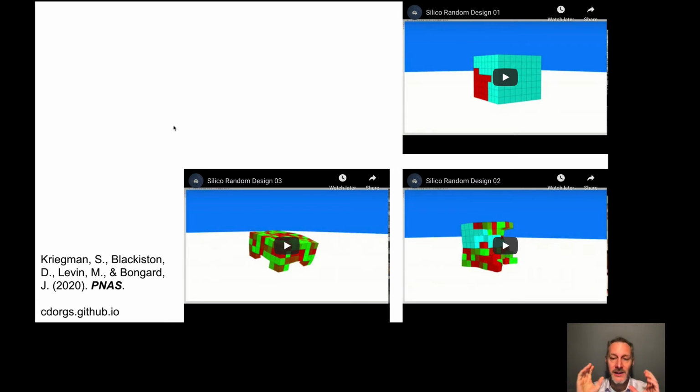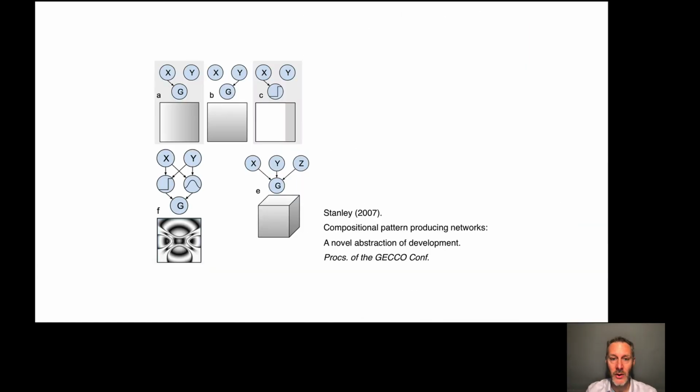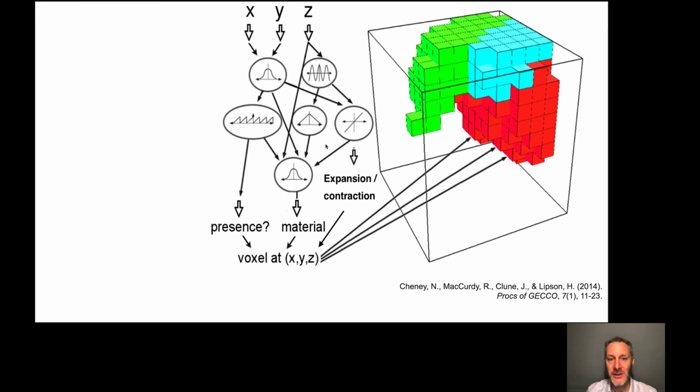Okay, like Cheney et al., we're going to start here with an evolutionary algorithm. That evolutionary algorithm is going to generate a population of random CPPNs where each CPPN has different connections, different activation functions inside the neurons, different synaptic weights.